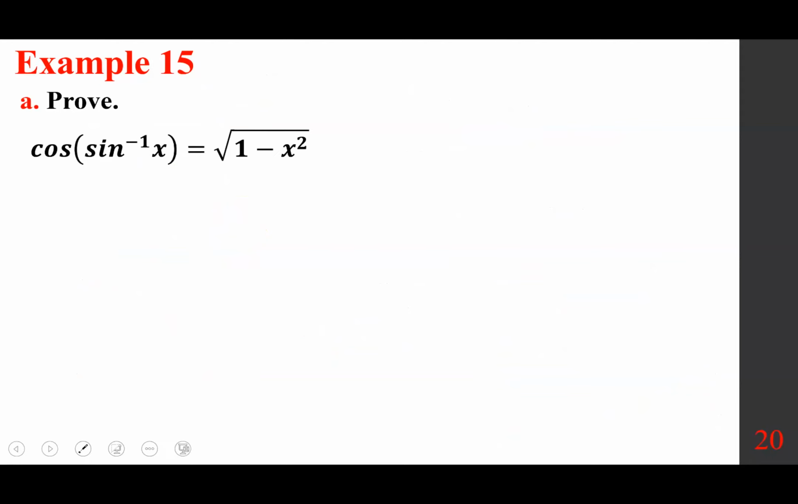We want to prove that cosine of sine inverse of x is square root of 1 minus x squared. Inverse trigonometric functions is of interest to us here. Well, this represents an arc or angle such as alpha, beta, gamma. So if you call this theta, you're looking for cosine theta. If sine inverse of x is theta, by definition of inverse function, sine theta must be x.